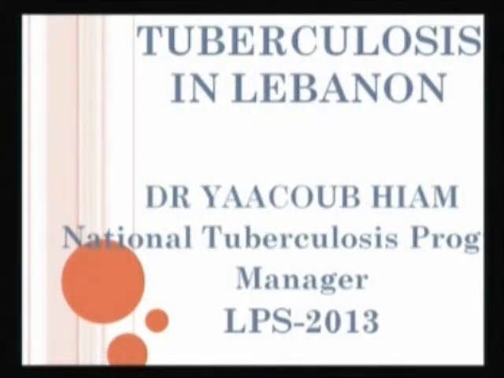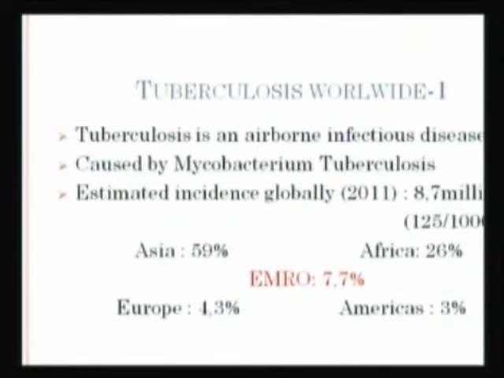I will show you some slides on the epidemiology in Lebanon. Tuberculosis is an airborne infectious disease caused by Mycobacterium tuberculosis. Estimated incidence globally is 125 per 100,000. Absolute number is 8,000,007.